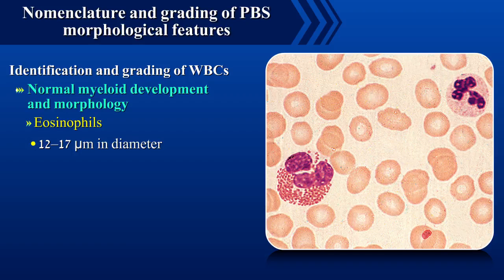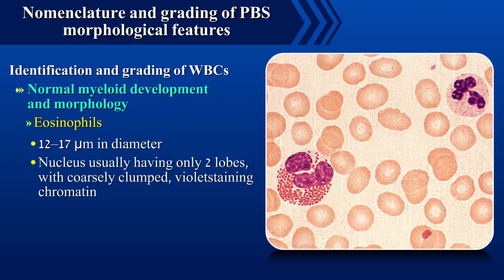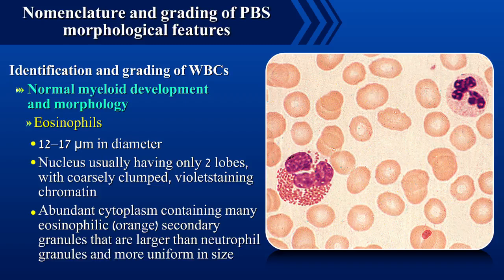Eosinophils are 12 to 17 microns in diameter, with the nucleus having only 2 lobes with coarsely clumped violet staining chromatin. There is abundant cytoplasm containing many eosinophilic or orange secondary granules that are larger than neutrophil granules and more uniform in size.